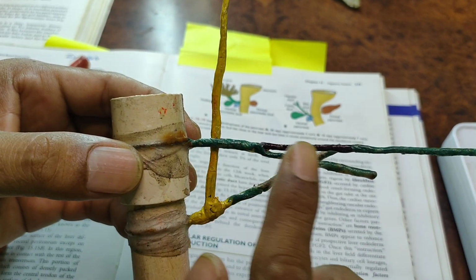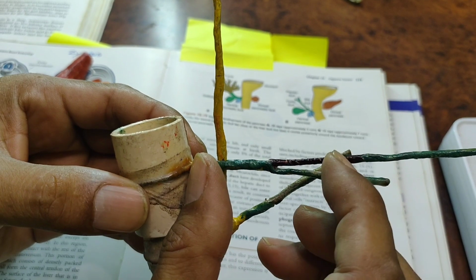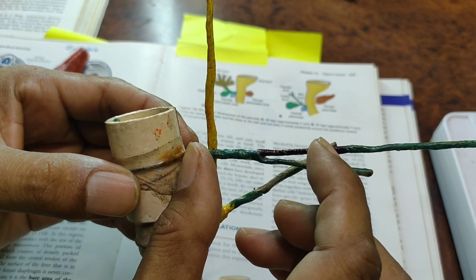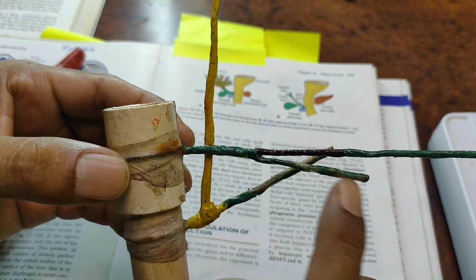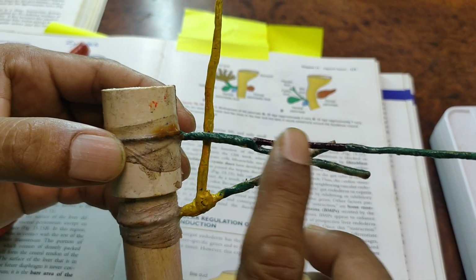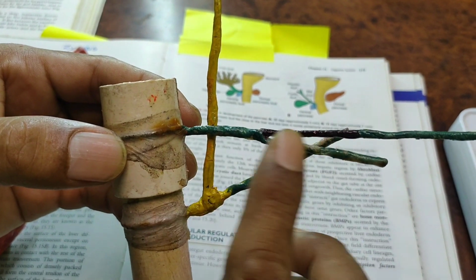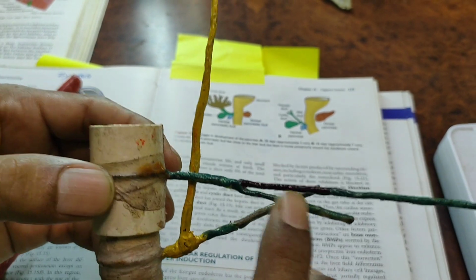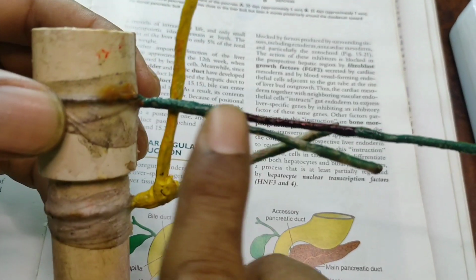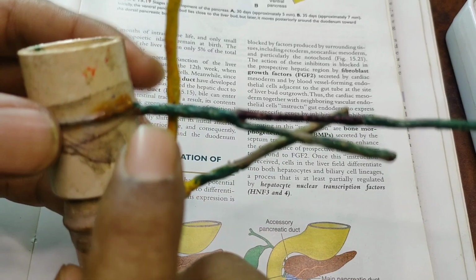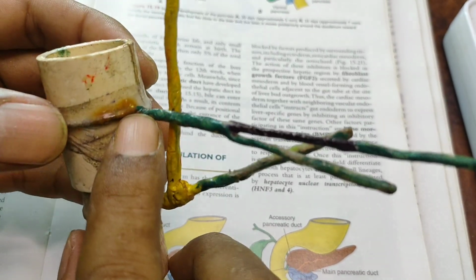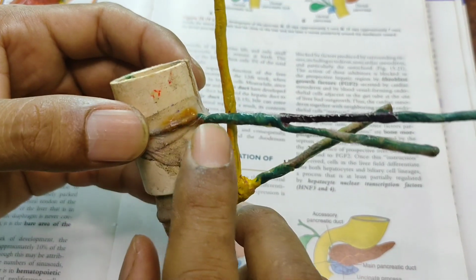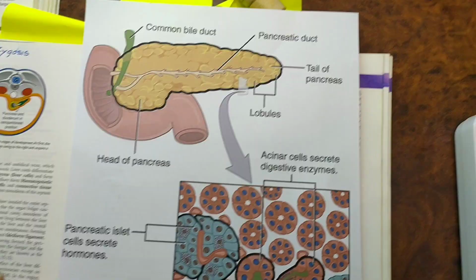Then this is the proximal part of the dorsal pancreatic duct. It will form the accessory pancreatic duct of Santorini, and it will drain in the duodenum as the minor duodenal papilla.